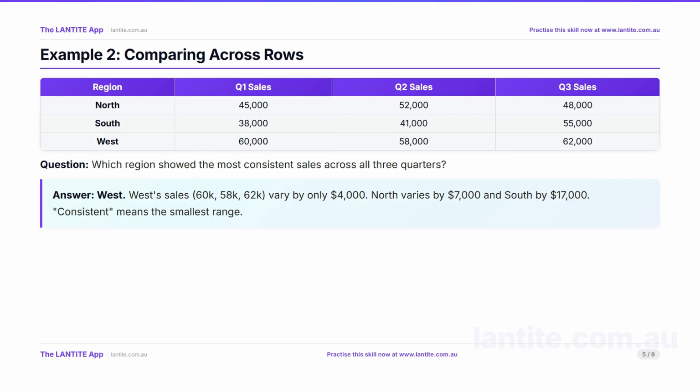Now let us compare values. This table shows quarterly sales by region. The question asks which region showed the most consistent sales. Consistent means the values do not change much. Let us check each row. North goes 45, 52, 48, a range of 7,000. South goes 38, 41, 55, a range of 17,000. West goes 60, 58, 62, a range of only 4,000. West is the most consistent because its numbers barely change across the three quarters. When a question uses words like consistent, stable, or steady, it is asking about the smallest variation.